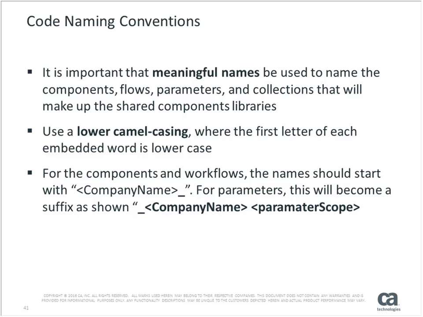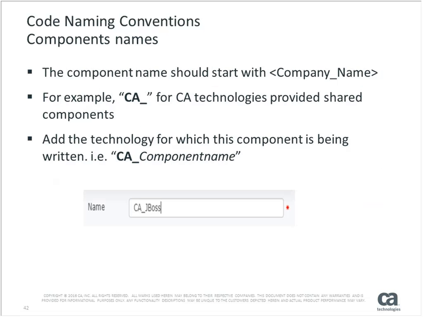For example, in our case, the name should start with the company name. For parameters it will become something like this: underscore, company name, parameter scope. So you will get an understanding of what is really going on. Here's a more descriptive example of what we're talking about. Here's basically how we name the component.